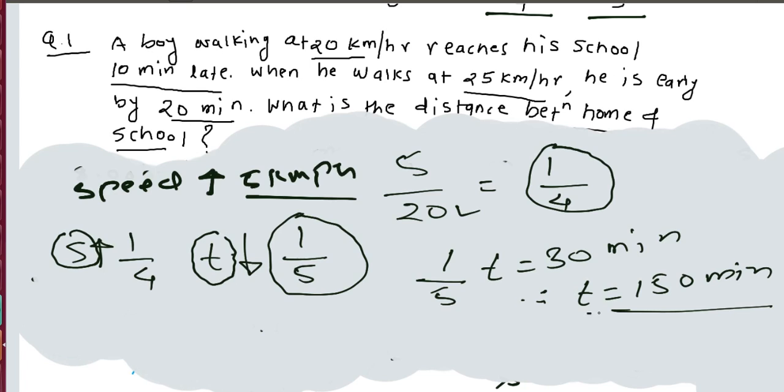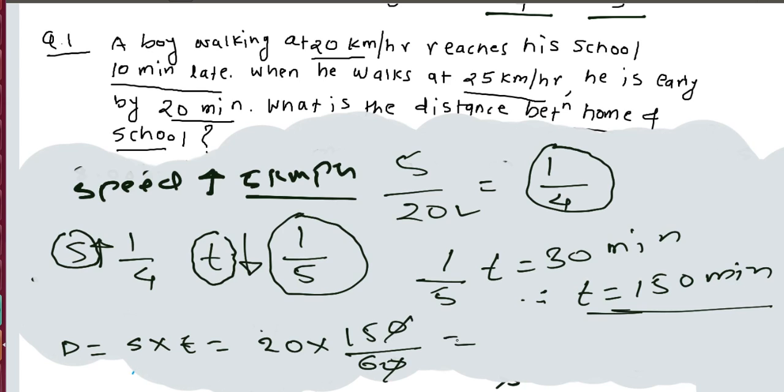Now we know the original time, and we know the original speed, 20 km/h, so the distance is equal to speed into time. That is 20 into 150 minutes divided by 60, converting into hours. 3 2s are 6, 3 5s are 15, and 2 tens are 20. So that is nothing but 50 kilometers. So that is the distance. So let's see one more question.